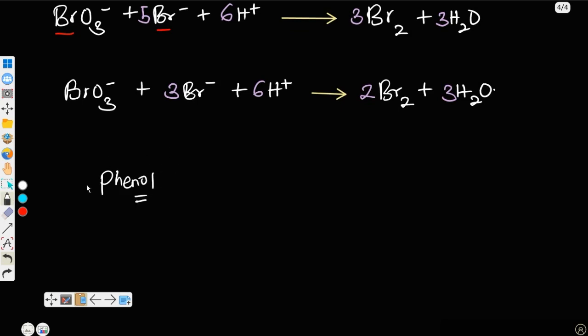Now, you want to react bromine with phenol. So this is your phenol. This is your bromine. Now, listen, see what the idea of back titration is. You have bromine, you have phenol. We put phenol in excess.